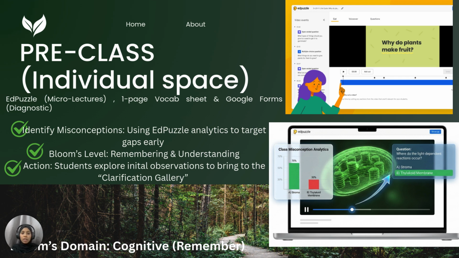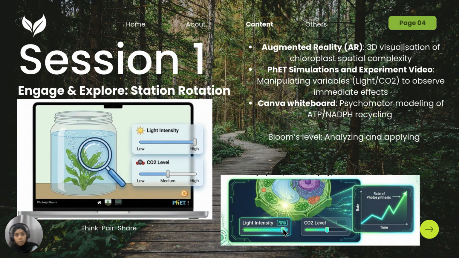Not to forget, all the expectations, due dates and tasks will be reminded in a medium called Google Classroom. Our journey continues in session 1 with the engage and explore phases, where students observe real world phenomena like oxygen bubble production experiments in water plants and give opinions about the reasons it happened by think, pair, share. We then move into a station rotation where students first use the PhET simulations, kind of like a virtual science lab, and also augmented reality, which is AR.